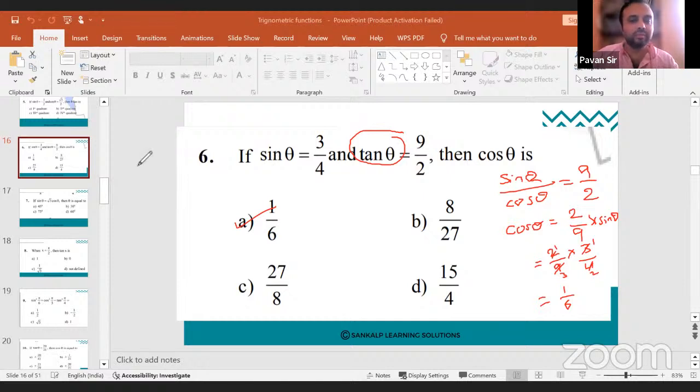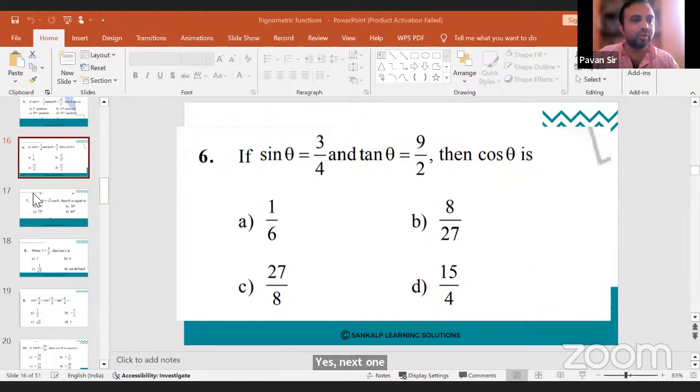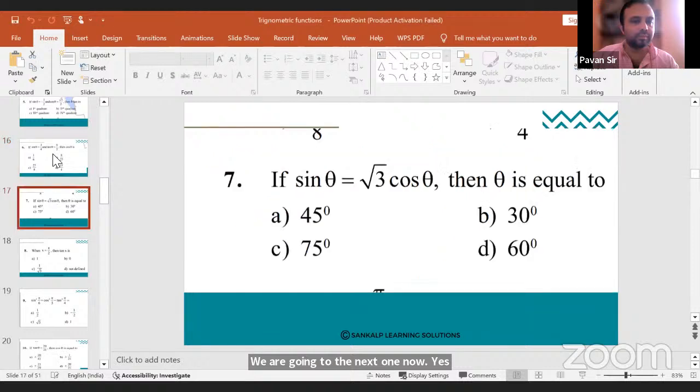Yes. Next one. We are going to the next one now. If sin theta is root 3 cos theta, then theta is equal to what? If sin theta is equal to root 3 cos theta, what is the value of theta?